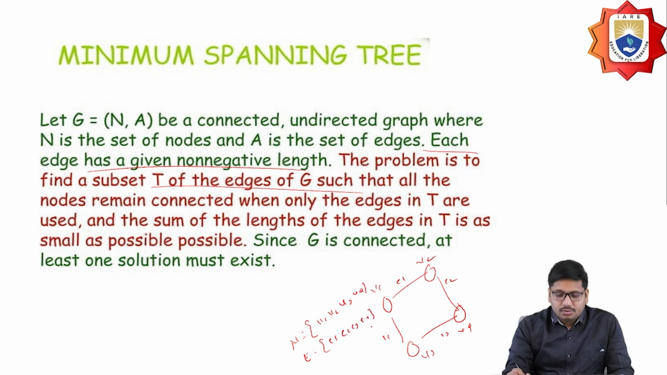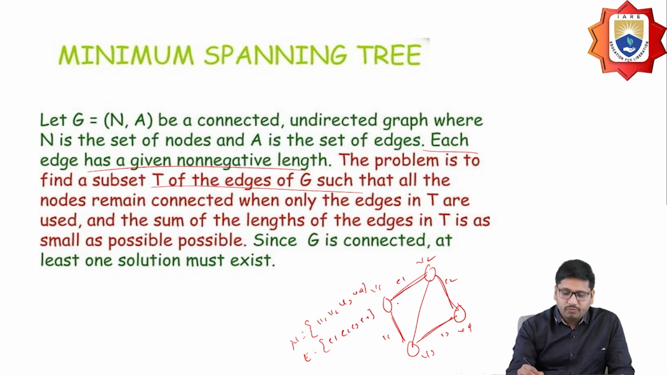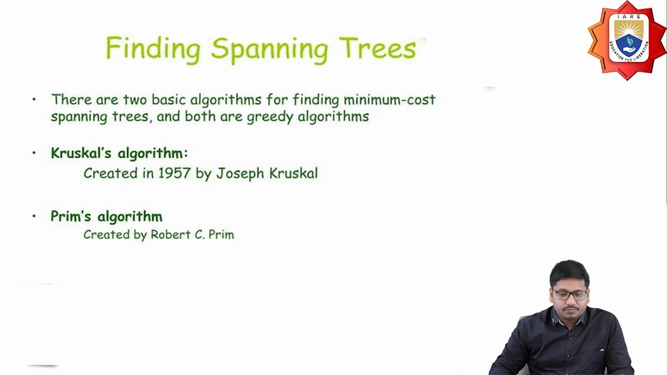Okay, so this should be set up. The problem is that you have to find a subtree of the edges of the graph, starting from this one, in such a way that the roads remain connected and the sum of all the edge lengths is minimum. We have to select the edges of the graph accordingly.